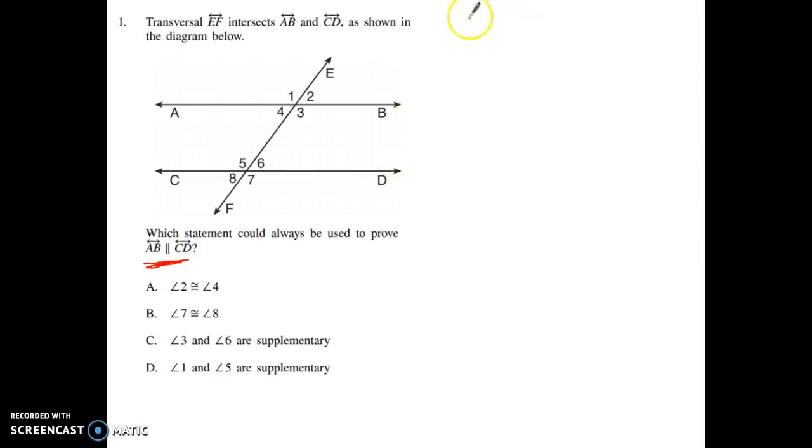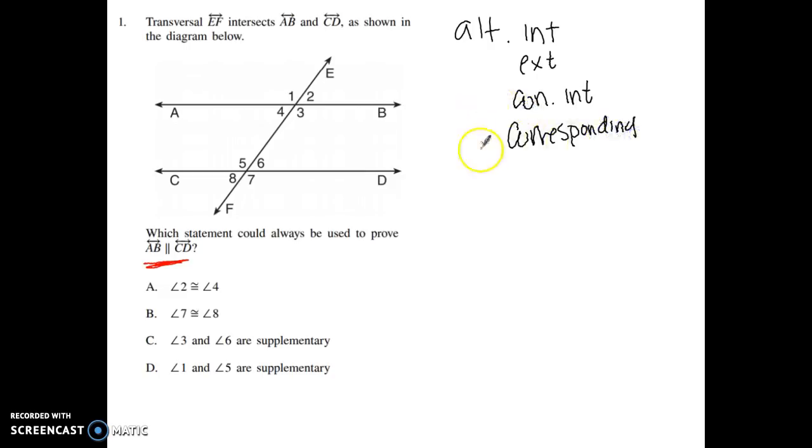So in this case, the only ones that can be used to prove that they are parallel are alternate interior, alternate exterior, consecutive interior, and corresponding. So these will always be used to prove that they are parallel.